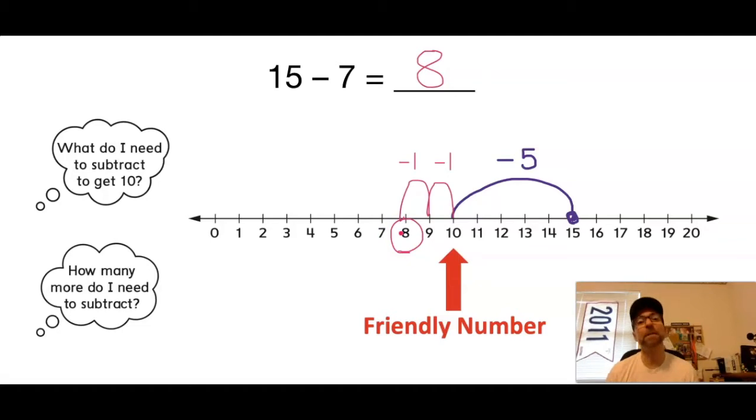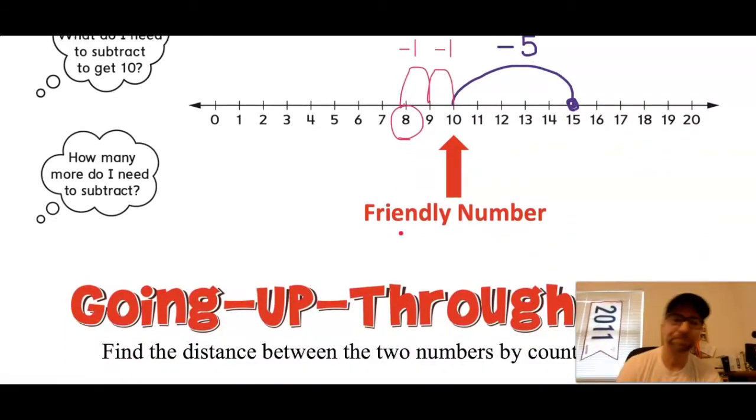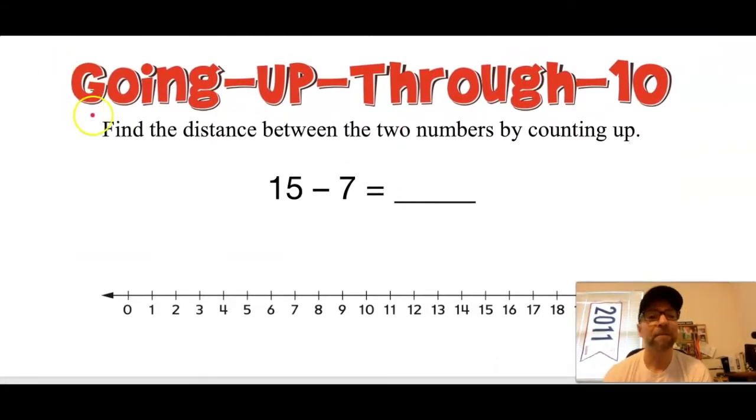Today, we're going to be learning a different strategy. It's going to be the opposite of counting back through 10. Today, we're going to count up through 10. So let's go ahead and clear off that sheet protector, and let's see how we do this one. Going up through 10. Find the distance between the two numbers by counting up. And we start at the smaller number this time.